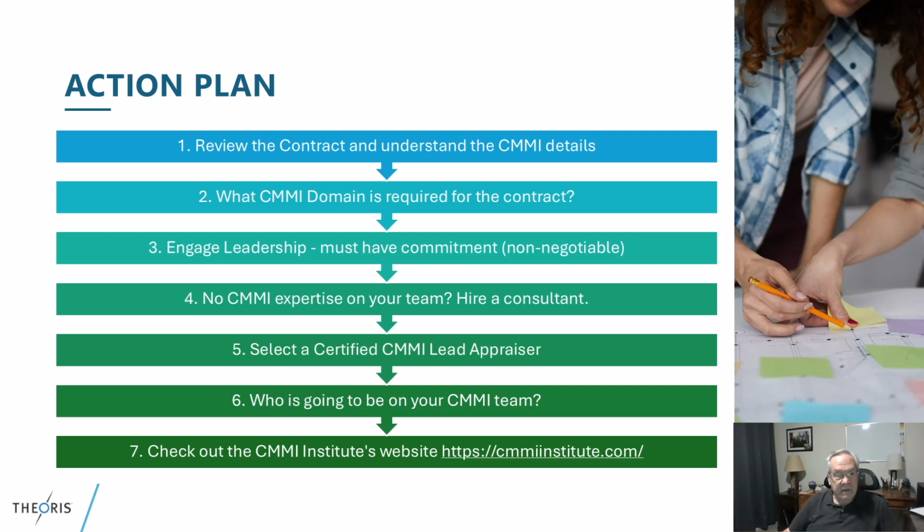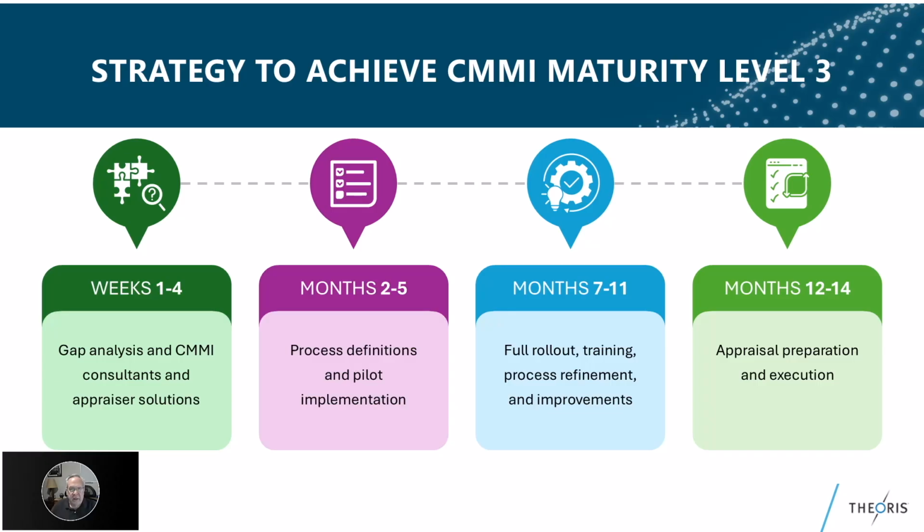And next, get familiar with the CMMI Institute website. It's at cmmiinstitute.com. There you can register and, for a fee, download the latest CMMI version 3.0. It is 808 pages. And there are also a lot of other free resources on this site as well, so get familiar with that. This next slide is a strategy to achieve CMMI maturity level 3.